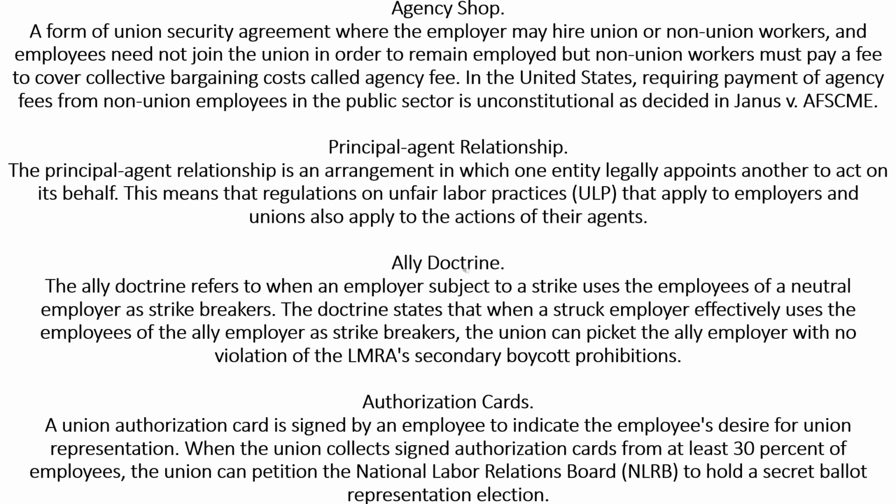Principal-agent relationship. The principal-agent relationship is an arrangement in which one entity legally appoints another to act on its behalf. This means that regulations on unfair labor practices, ULP, that apply to employers and unions, also apply to the actions of their agents.